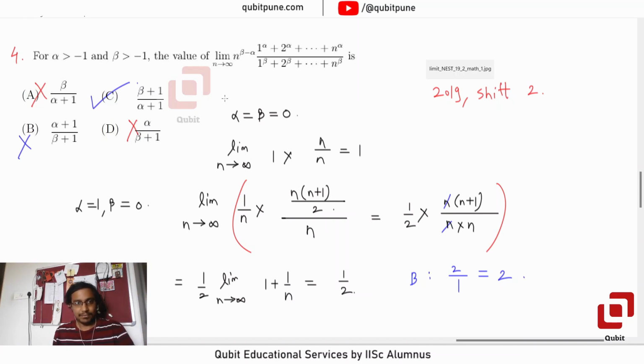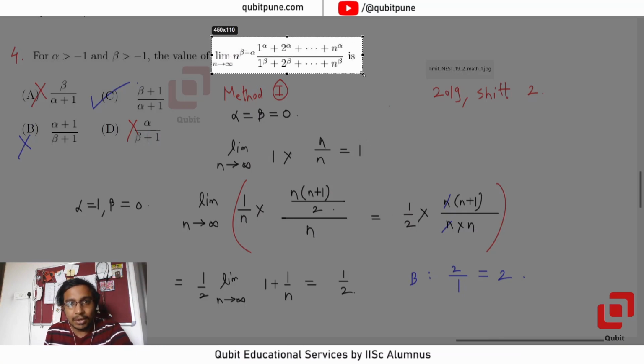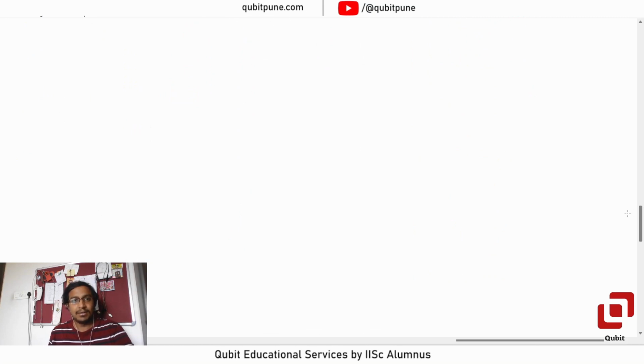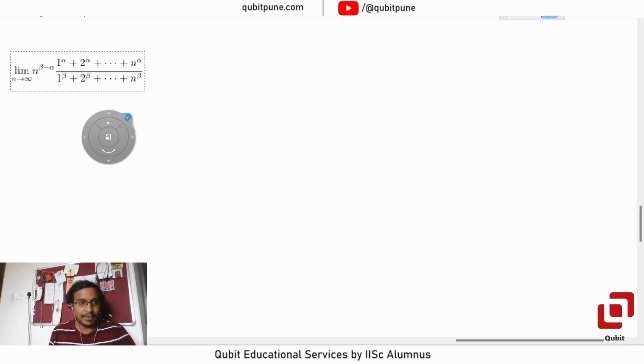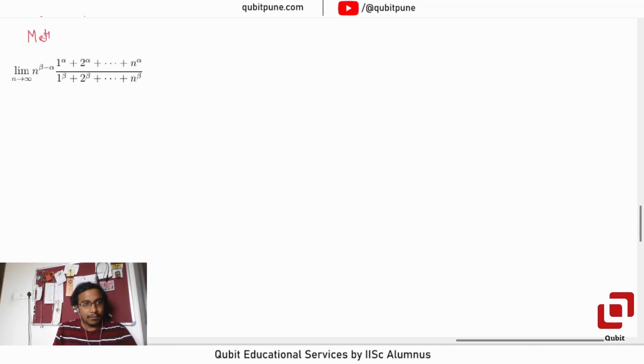This is one way to solve the problem, by wisely choosing the values of alpha and beta and eliminating the options. But suppose you were not able to find appropriate values at the time of the exam. Then what would you do?